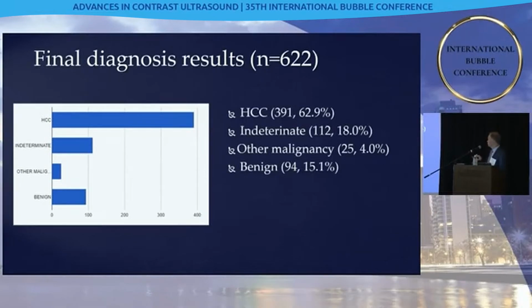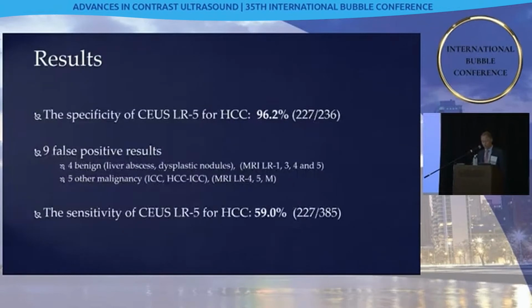Other malignancy was only 4%, usually cholangiocarcinomas, mets and whatnot, and 15% of our cases were benign. Not a huge number, but again, those are patients at high risk for HCC. So they don't have hemangiomas, they don't have cysts as often as normal patients without risk factors.